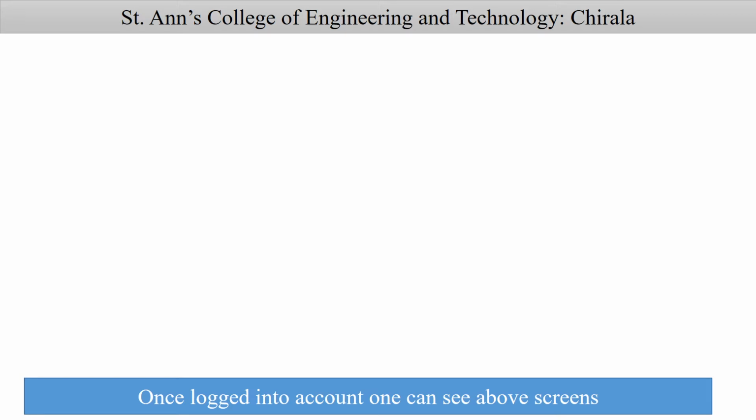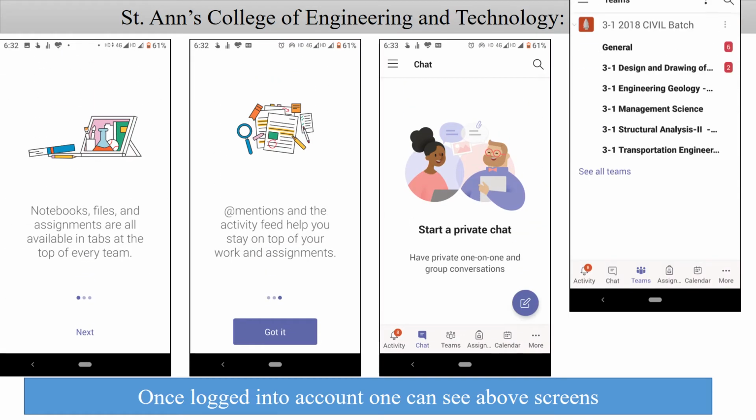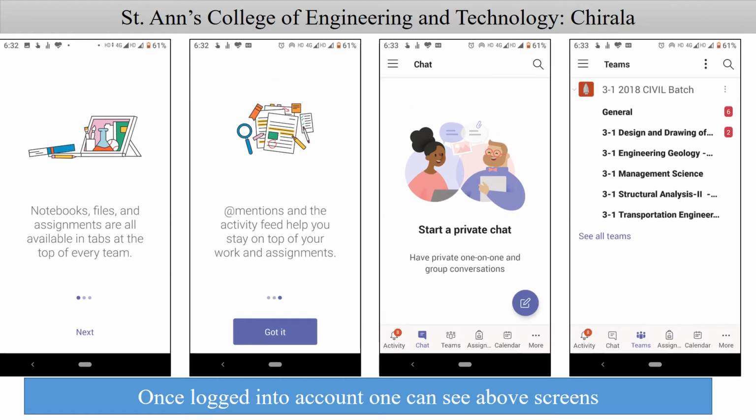Once you do that, you can see the first welcome screen will have tips on how to use Microsoft Teams. On the second screen, once you're done with the tips, click OK, got it. And then finally, this is the default screen that you'll see.